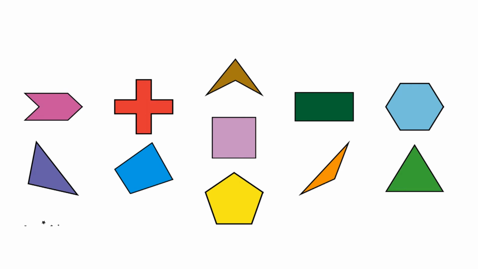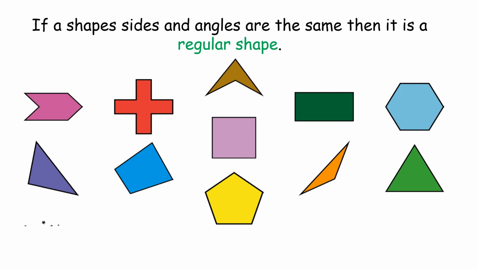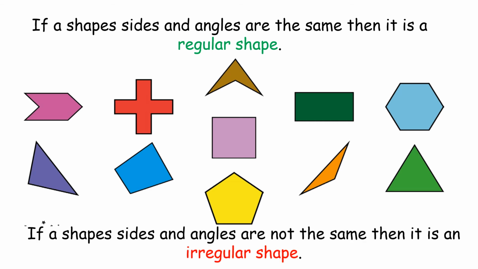Have a look at the different shapes on the screen. If a shape's sides and angles are all the same, then it is called a regular shape. Pause the video and see if you can spot any regular shapes on the screen where all of the sides are the same. If a shape's sides and angles are not the same, then it is called an irregular shape. Pause the video and see if you can spot any irregular shapes on the screen.